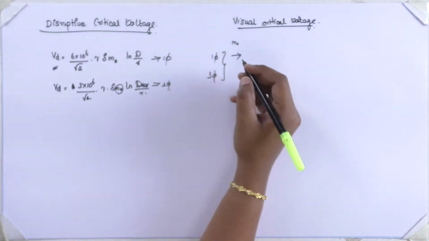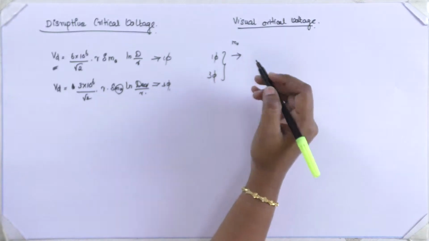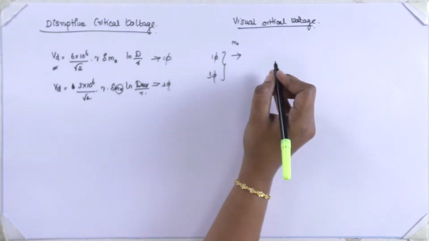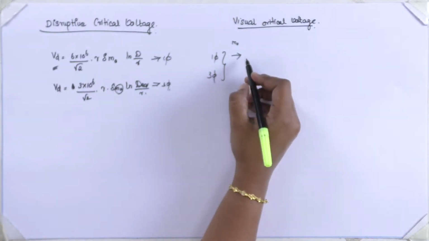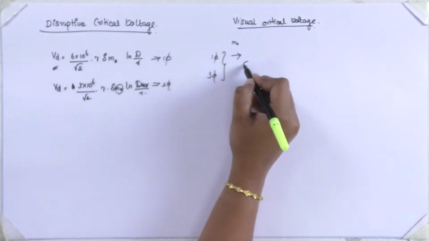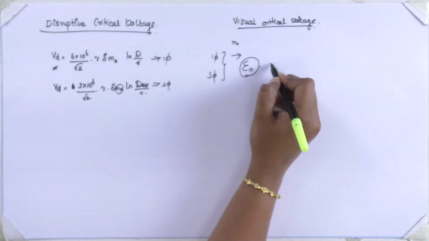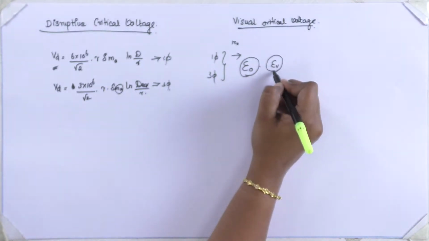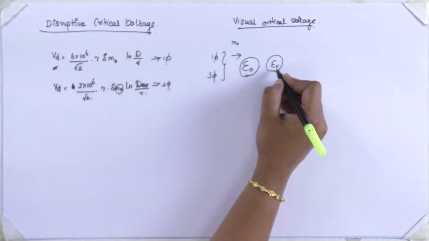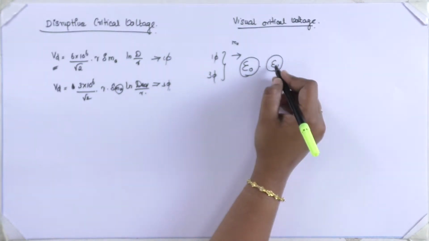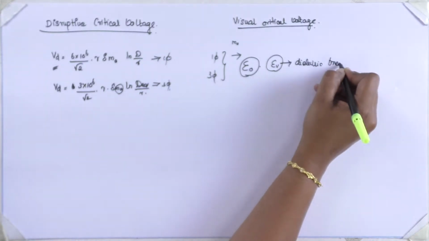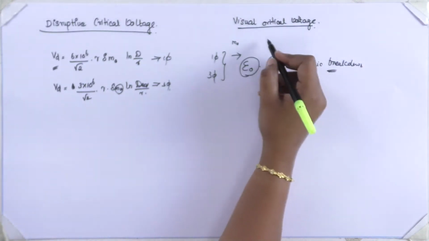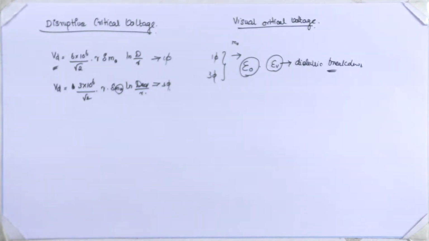What is the visual critical voltage? It is when the corona is visually visible. What is the critical voltage for that visualization of the corona? Experimental investigations have revealed that visual corona does not occur when the electric intensity becomes equal to the critical value E naught, but starts at a higher value, EV. When the intensity goes beyond EV, then the visual corona can occur. At this point, the dielectric breakdown of air occurs. In other words, for visual critical voltage, dielectric breakdown of air is needed.